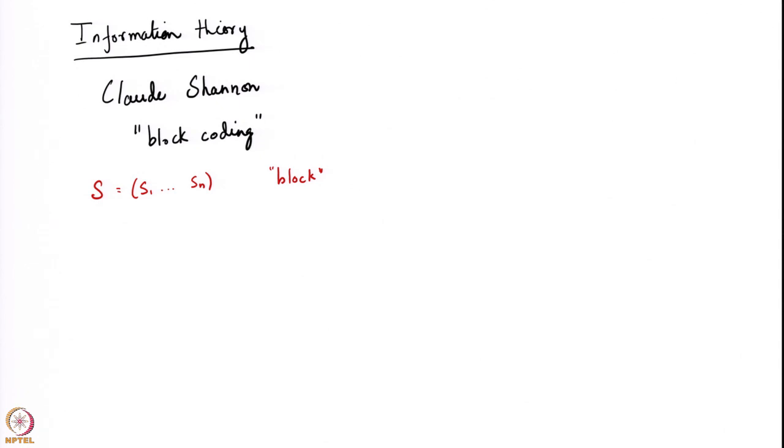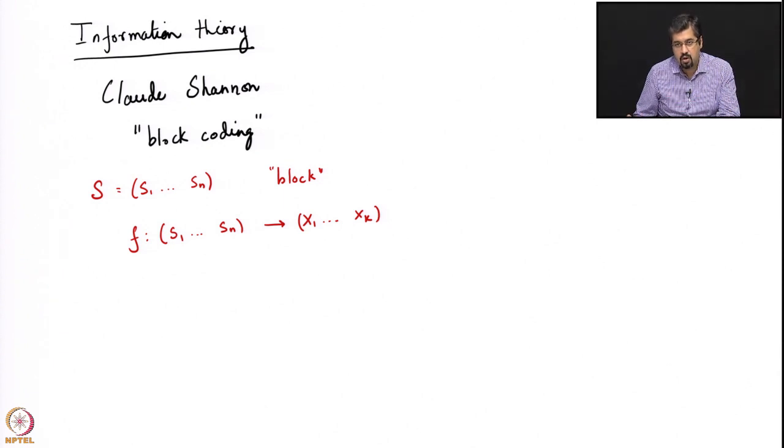This block of n samples is mapped by an encoder F. So, F maps S1 to Sn to an input to the channel of length k, let us say. That input is itself a block, and it is denoted x1 to xk. When this block of symbols x1 to xk goes into the channel, what comes out at the other end is denoted y1 to yk. The channel, according to its probability distribution, takes x1 to xk as input and produces an output that we will denote y1 to yk.